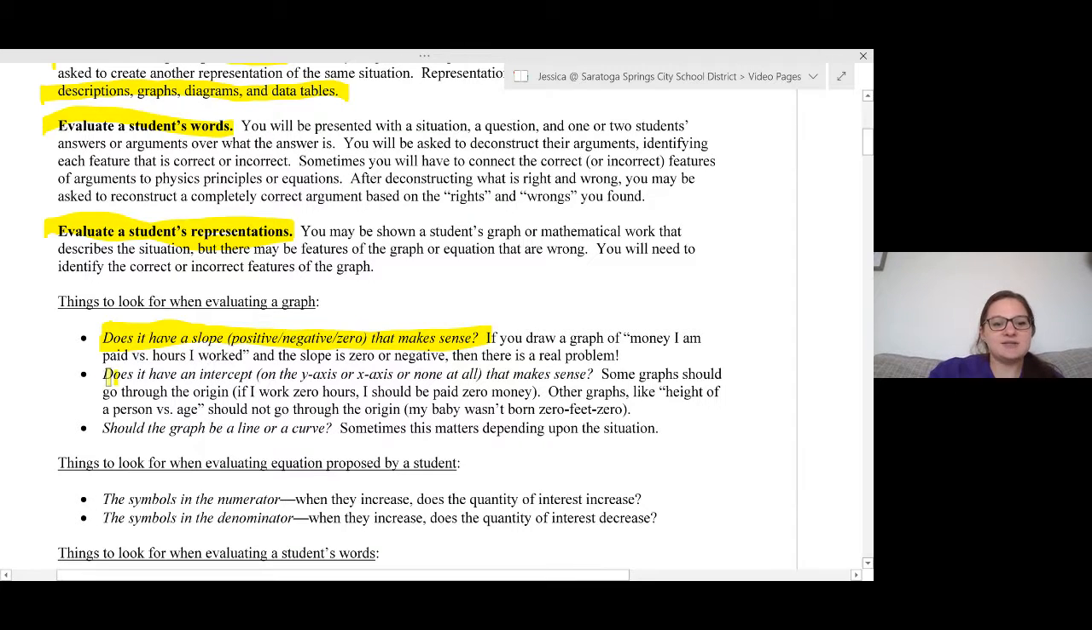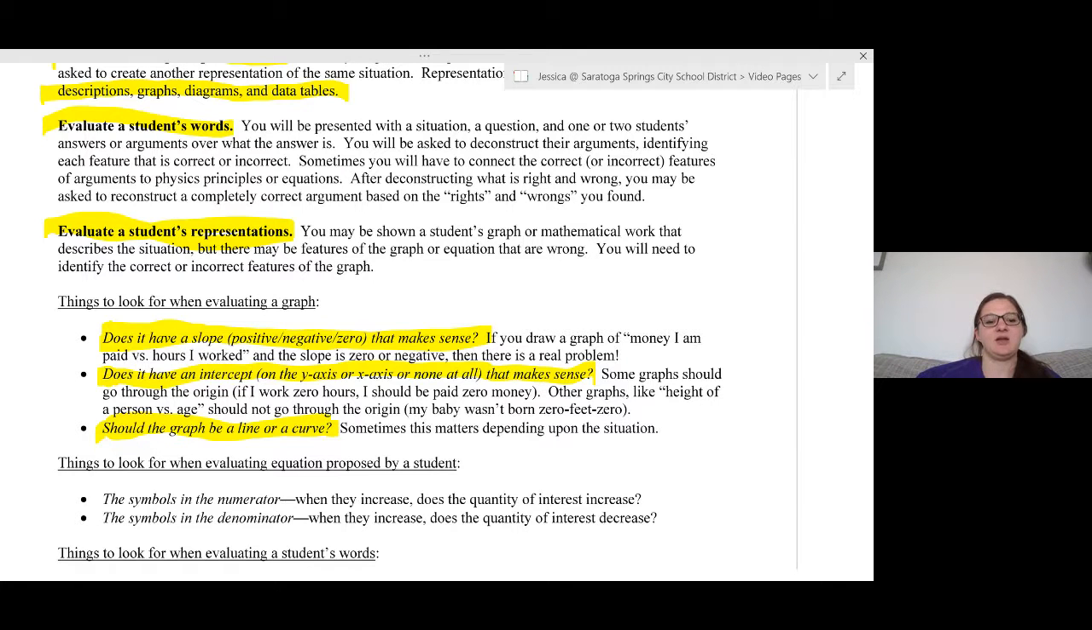Okay, you might want to think, does it have a y-intercept? Does that make sense? Now, we haven't really done a lot with this because we really focus in on slopes and areas. So some graphs should go through the origin, like if you work 0 hours, you should make $0. But other graphs, like height of a person versus age, should not go through the origin because no babies have ever been born at 0 height. Okay. Should the graph be a line or a curve? That's one that we've focused in on a lot. So based on the relationship we see in an equation, should this be a line or a curve? Again, that's where that relationship cheat sheet comes in handy.